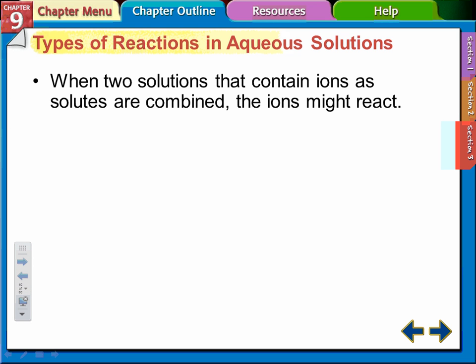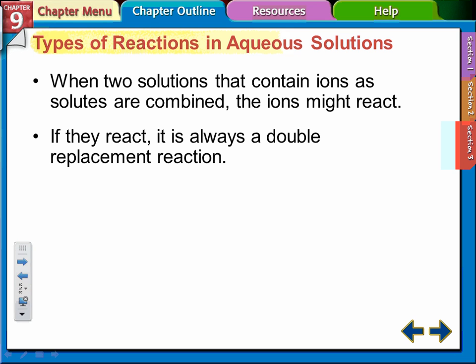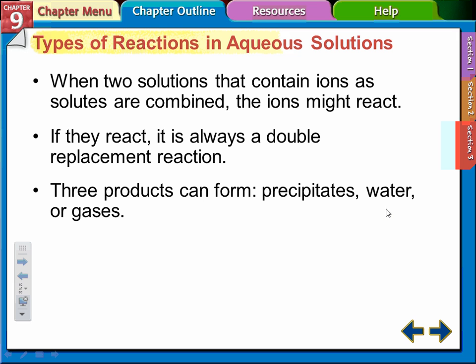When two solutions that contain ions as solutes are combined, the ions might react. So this is where you have two aqueous solutions with different things dissolved in them that could combine and react. And if they do react, it's always going to be a double displacement reaction. Okay, so we talked about double displacement reactions. Two things trade places. The three products that can be formed are precipitates, water, or gases.